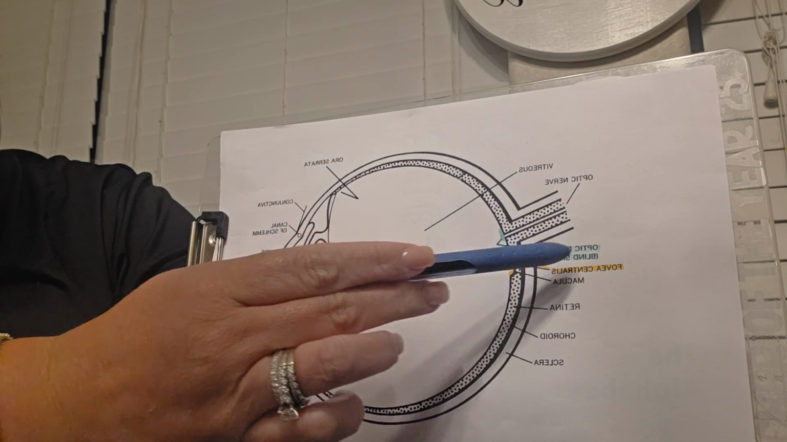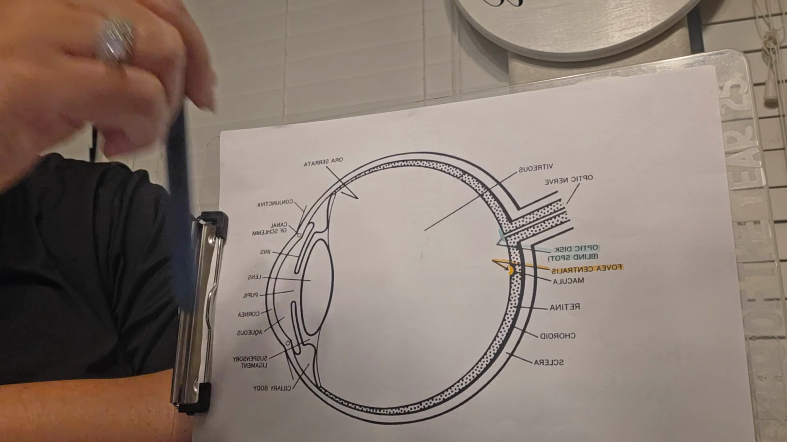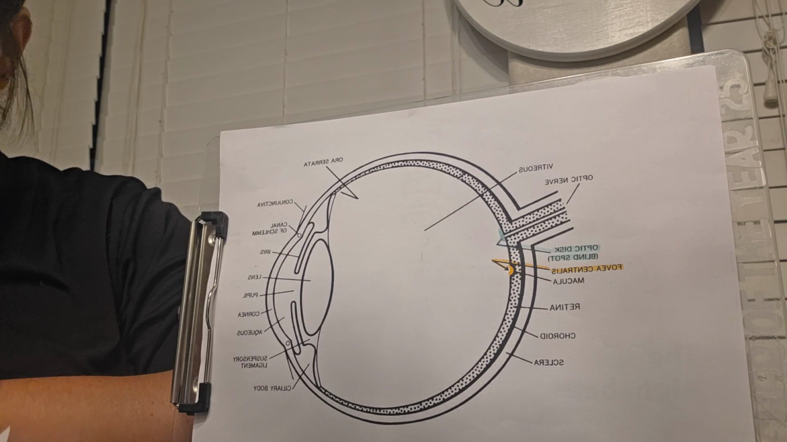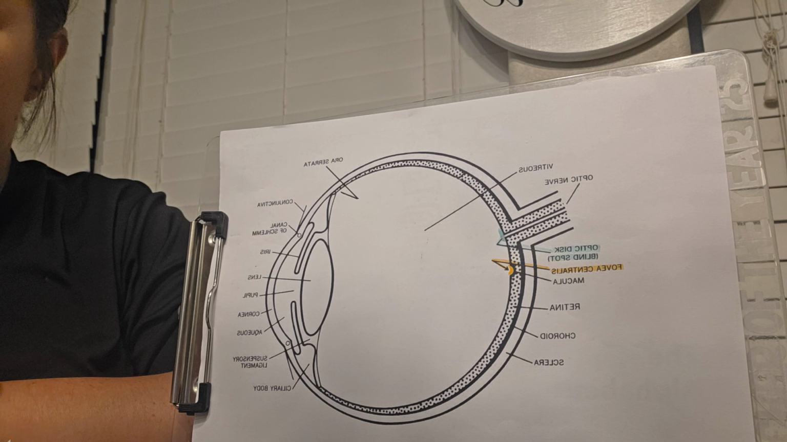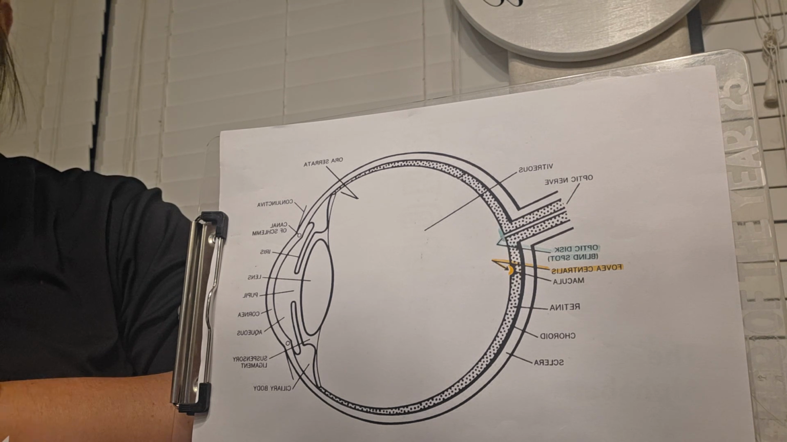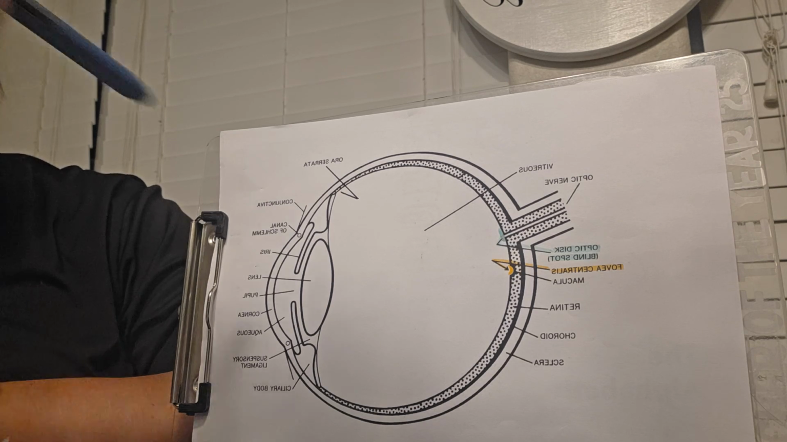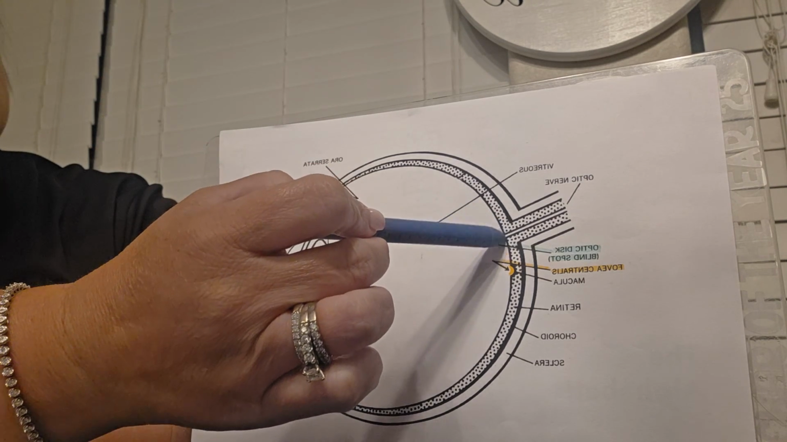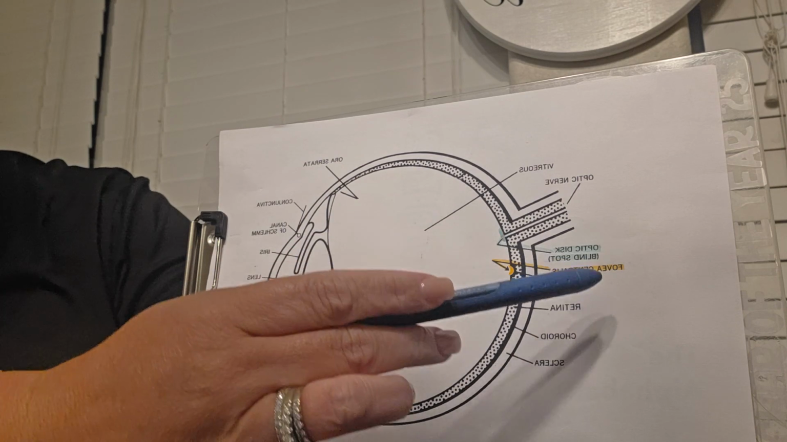Right here, I highlighted this one because it's hard to see, the optic disc or the blind spot. This is the optic nerve head where the optic nerve exits the eye and the electrical signals are sent back into the brain. So this is the point where it starts to leave the eye.